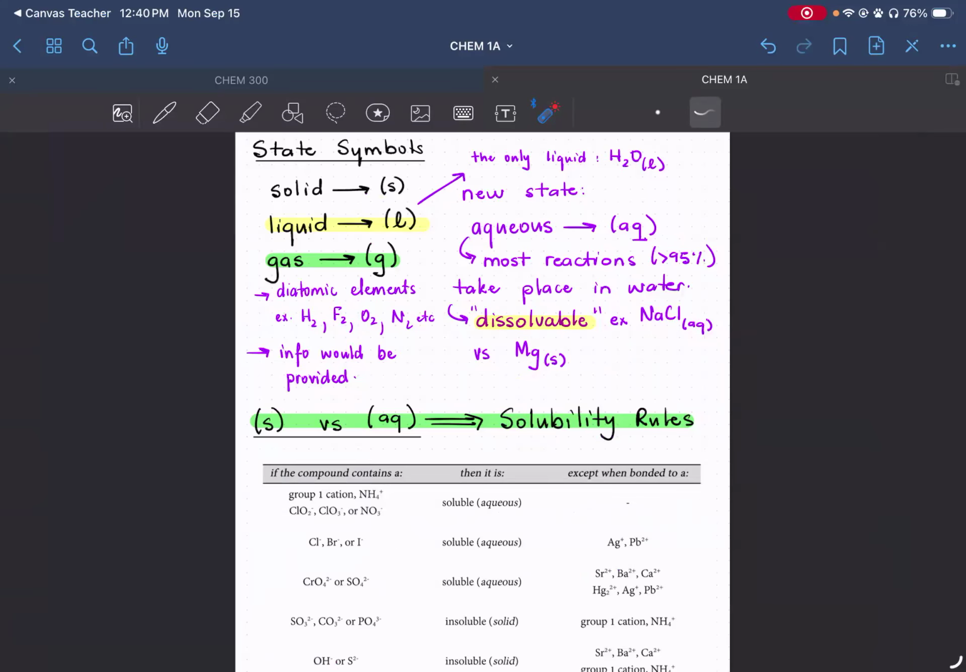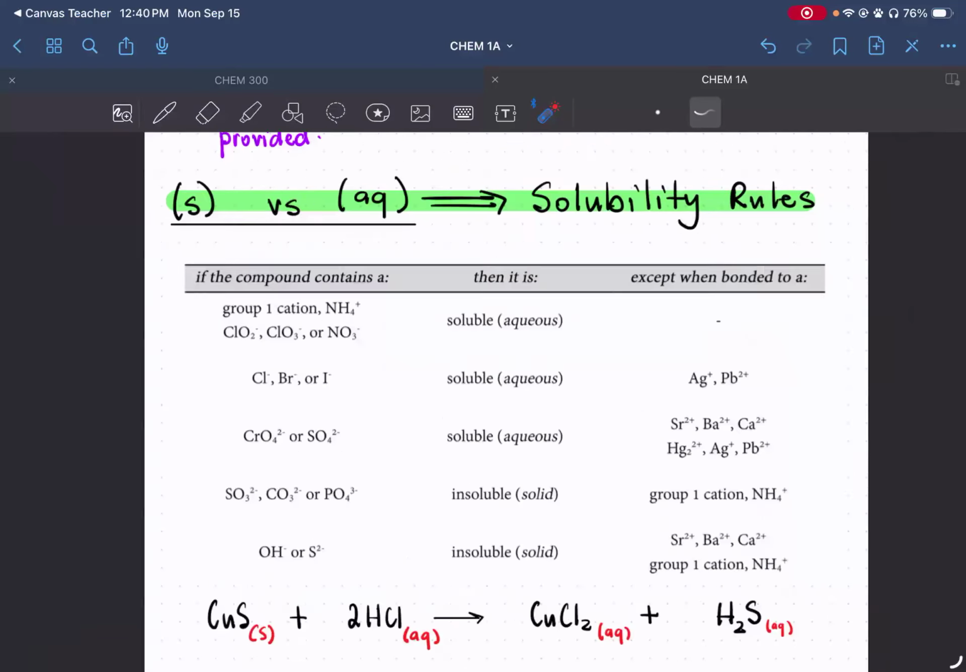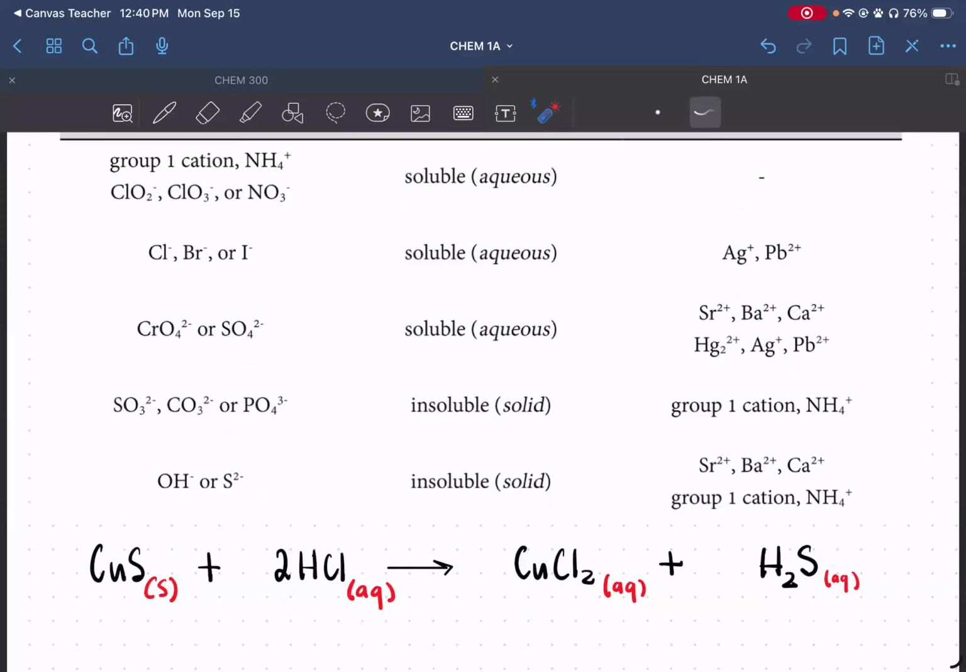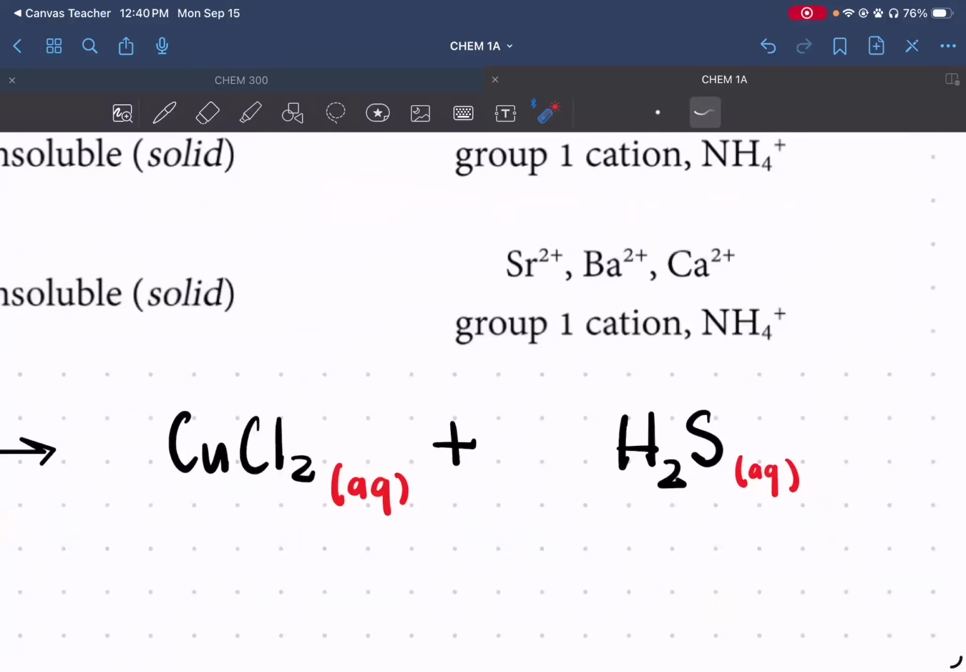Any other questions on this? Yes. You mean the aqueous right here? So two perspectives. We can either look at it from the H plus or the S2 minus.